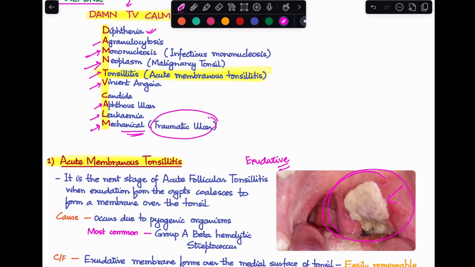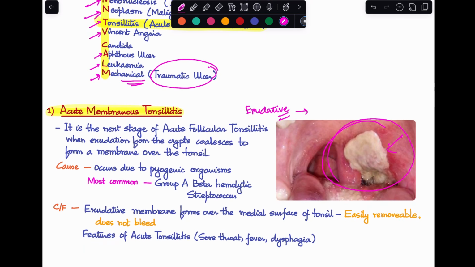When this membrane has formed over the medial surface of the tonsil, it can be easily removed and it will not bleed when you remove it. Other than this, the patient will come to you with all the features of acute tonsillitis like sore throat, fever, dysphagia, etc. So that is our first differential diagnosis here, acute membranous tonsillitis, and probably one of the most common causes amongst all of these differential diagnoses.